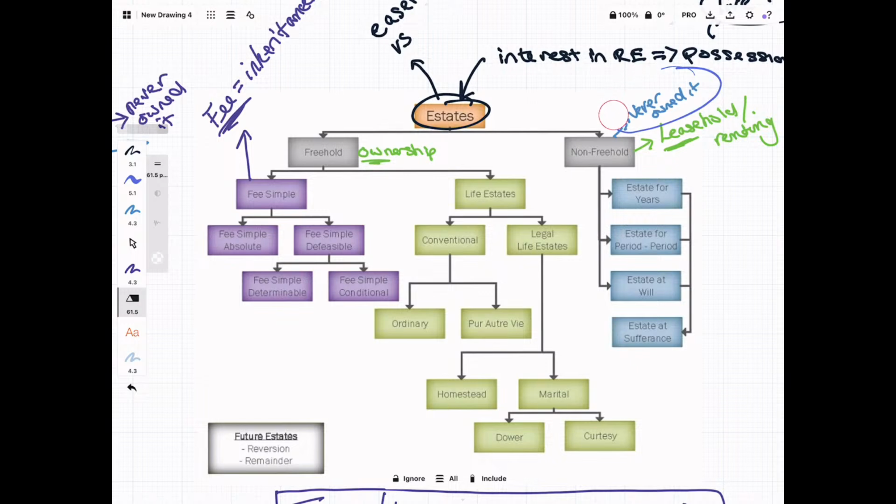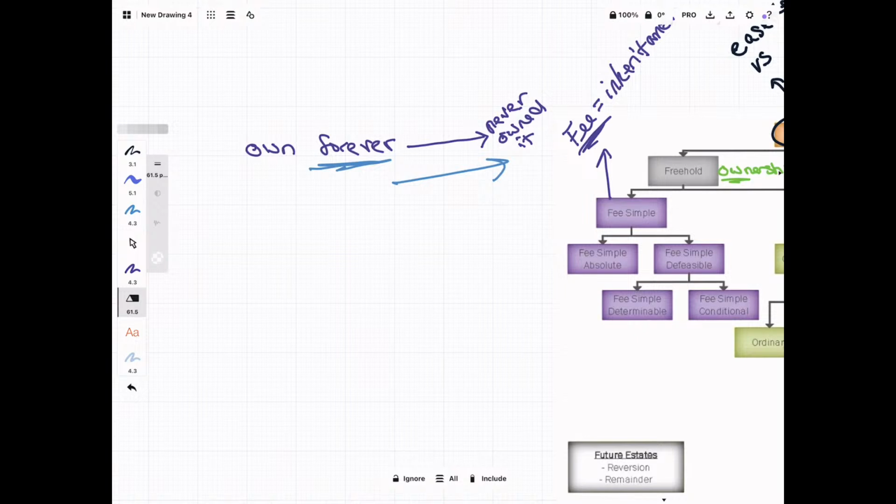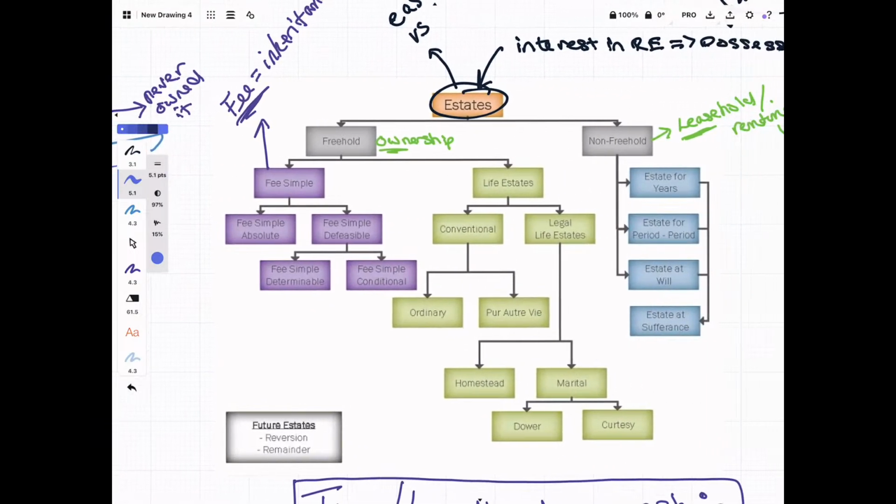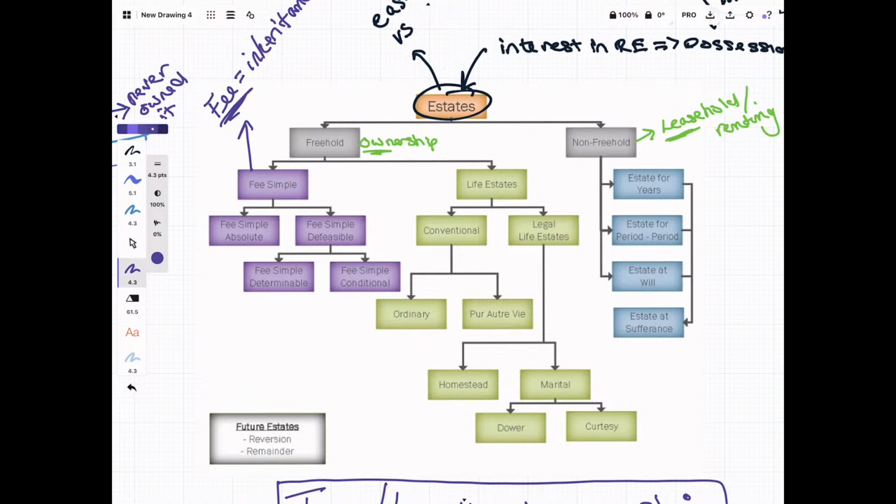Right? We are going from you own it forever all the way over to you never owned it. And that's what I said. In number 1, a fee simple absolute, you owned it forever. Now your defeasible estates, think of this word defeasible as defeated, which means it could end.